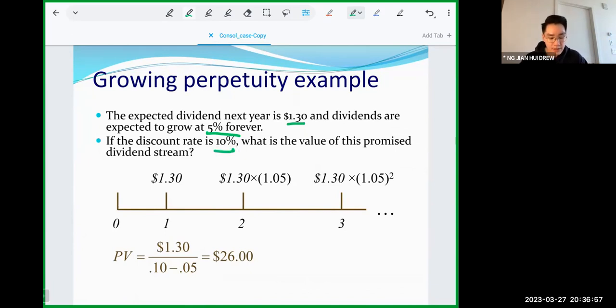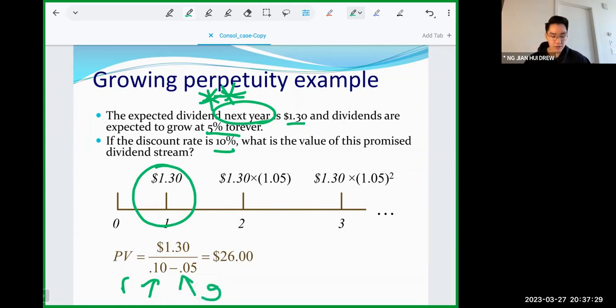So what does this mean? Can you see that dividend next year? These are very important. We say the dividend next year is 1.3. Next year meaning what? Now is year 0, next year is 1.3, so 1.3 is already given to you. We can use the growing perpetuity formula. We just take the cash flow next year, which is 1.3, divide by 0.1, which is the discount rate R, and minus the G. So this is your present value of the growing perpetuity.